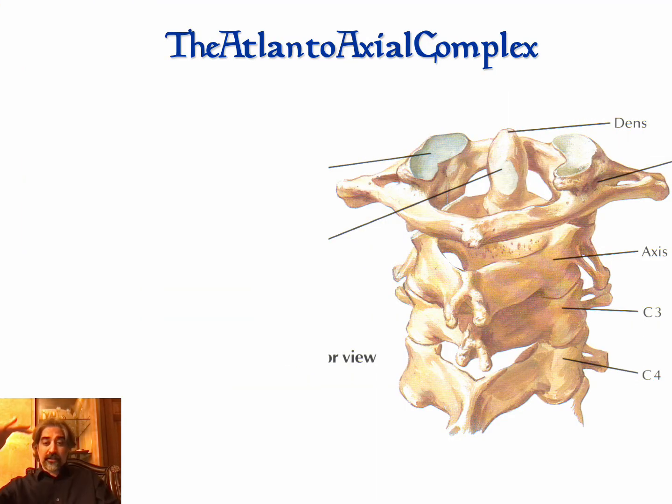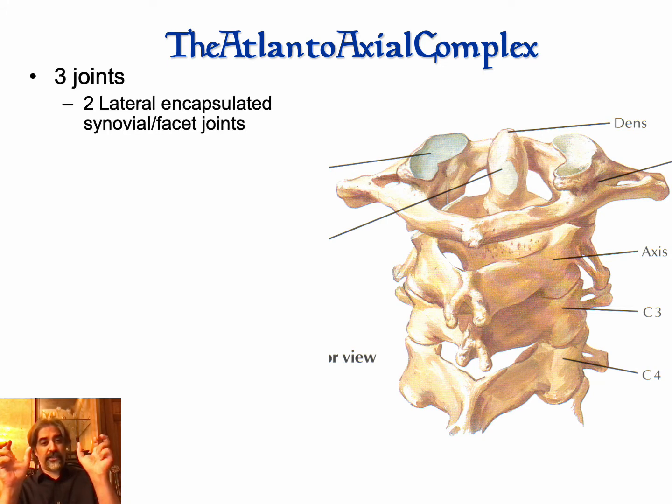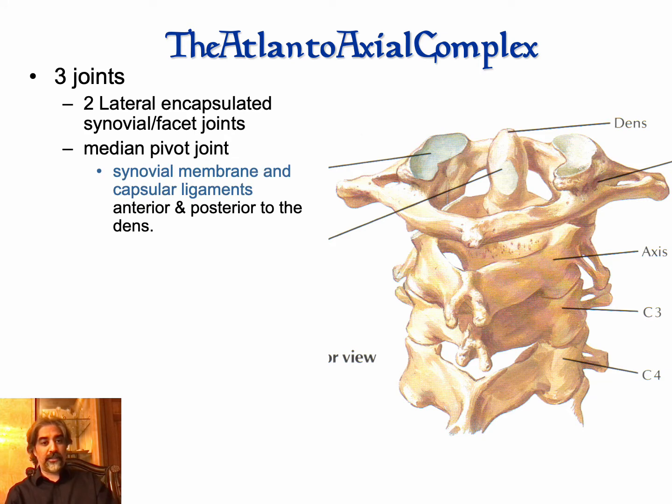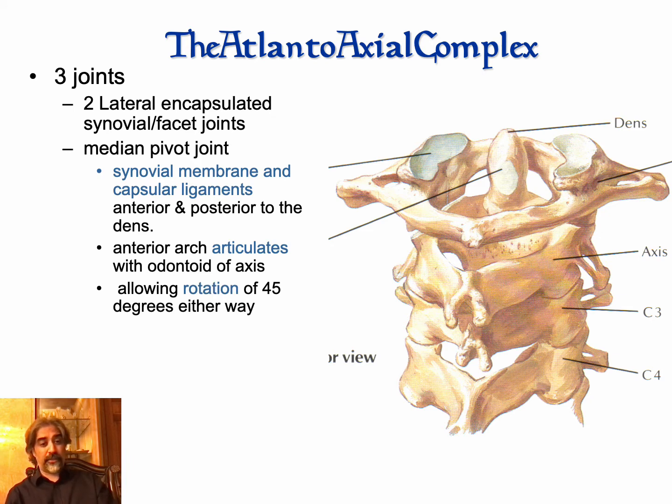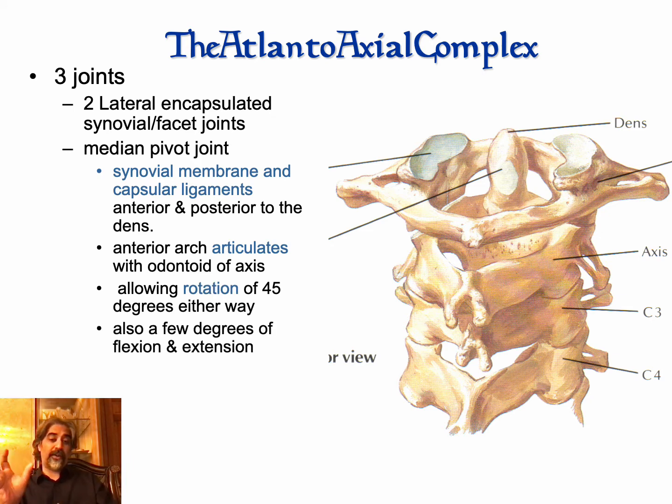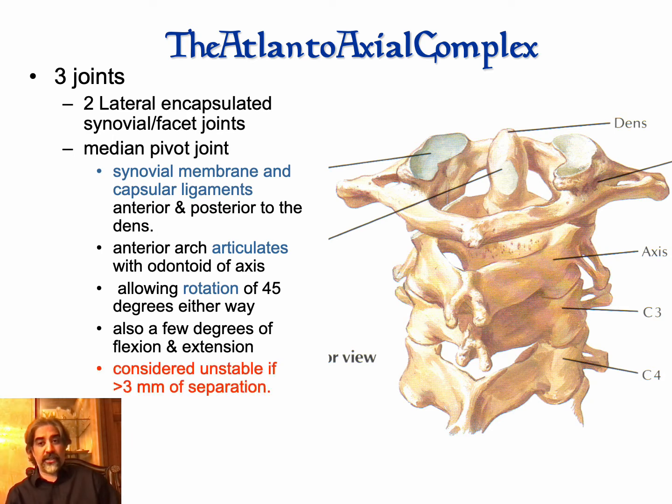Let's move on lower to the Atlanto-Axial Complex, which is 3 joints, which is basically the 2 facet joints on the side, and then the actual axis of rotation, the median pivot joint. This actually has a synovial membrane and capsular ligaments. It articulates with the odontoid of the axis, allowing about 45 degrees of rotation in either direction, and there are a few degrees of flexion and extension.